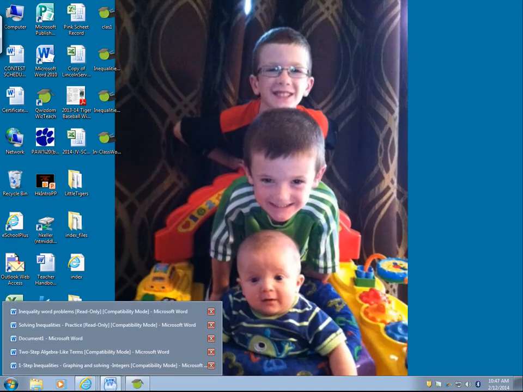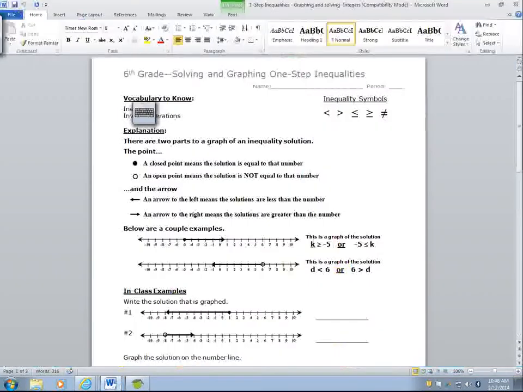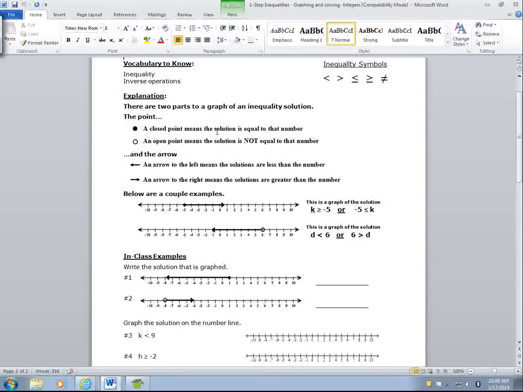All right. So now we're talking about inequalities. We're going to introduce inequalities today and understand what an inequality is. You have in front of you the note sheet. Is that correct? You have a note sheet in front of you that talks about inequalities. Now, what is an inequality?